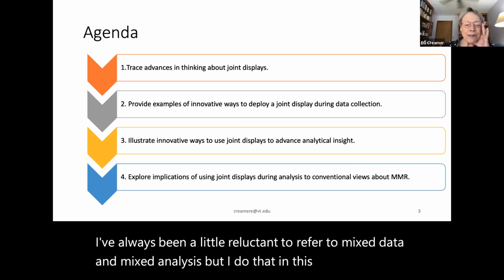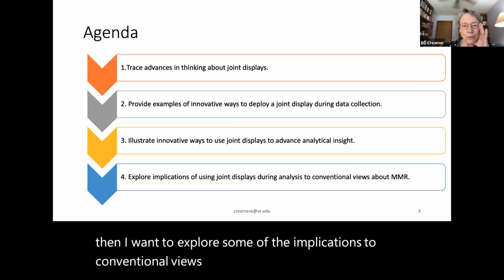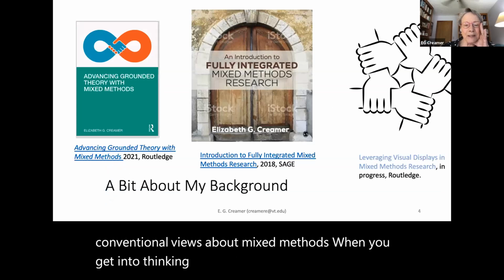And then I want to explore some of the implications to conventional views about mixed methods when you get into thinking you could use a joint display for analysis.